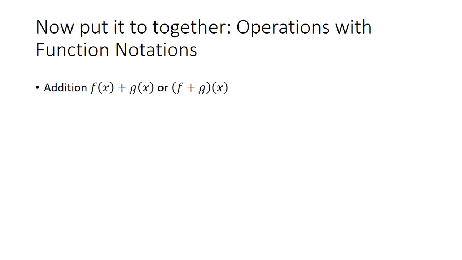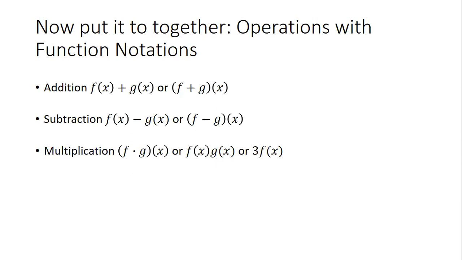Addition can be written like this in function notation: f of x plus g of x, or f plus g of x. It's telling you to combine the two functions through addition. Subtraction can be written like this: f of x minus g of x, f minus g of x. Multiplication can be written like this: f dot g of x, or f of x times g of x, or 3 times f of x. A number on the outside, any number on the outside. I just chose 3.